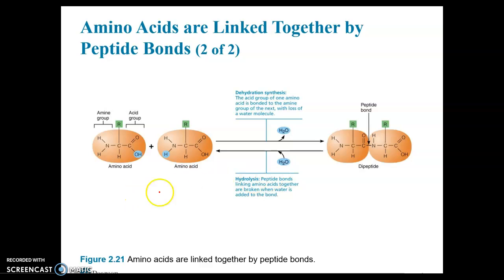And you can see here how 2 amino acids are joined together. This is going to be a dehydration synthesis reaction because water is removed. And when they're joined together, the bond that joins them is called a peptide bond. When this dipeptide, meaning 2 amino acids have been joined together, is broken up, water is added and 2 amino acids are produced. So that is the hydrolysis reaction.